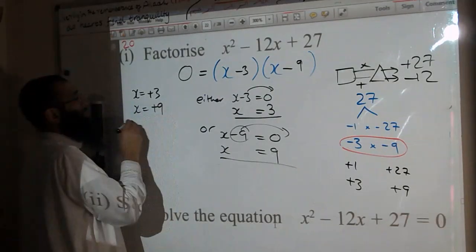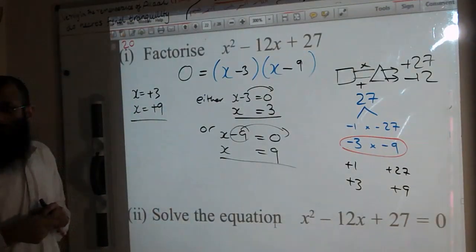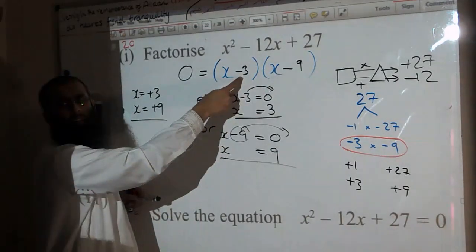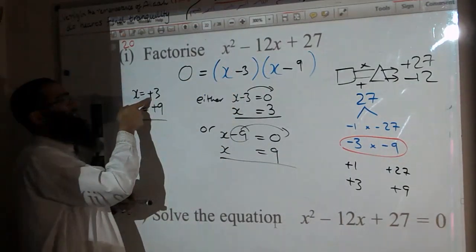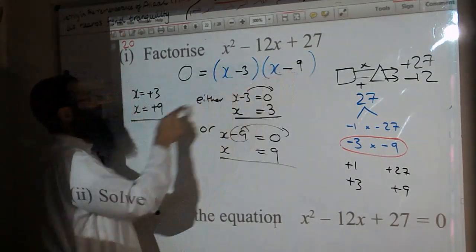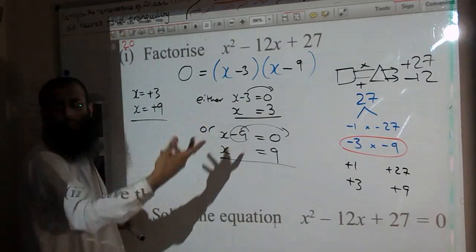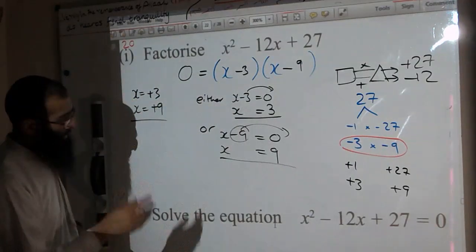How long does that take? 2 seconds? Okay, so if you want to do a quick examination, just reverse what's in there. If that's minus 3, the solution is plus 3. If that's minus 9, the solution is plus 9. That's after all that working out. And if it's plus 3, it will be minus 3, and so on. Just reverse it. Okay, that one's done.